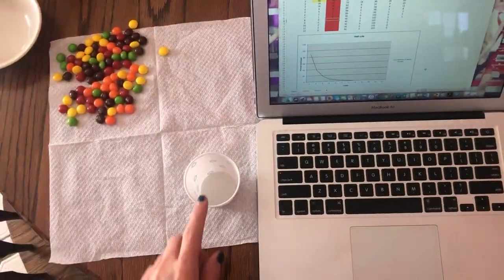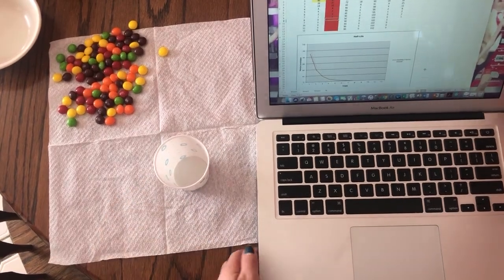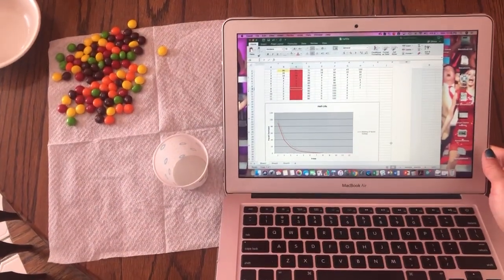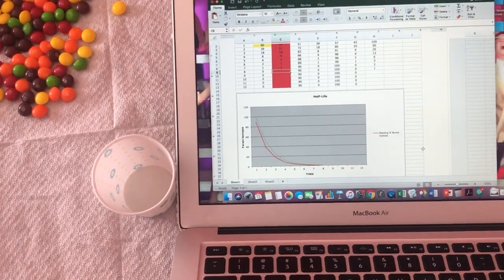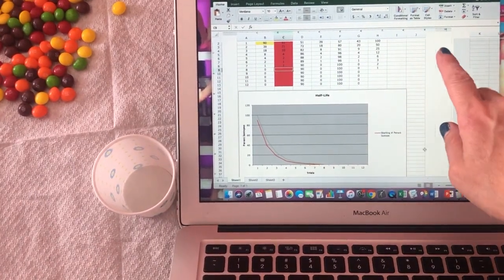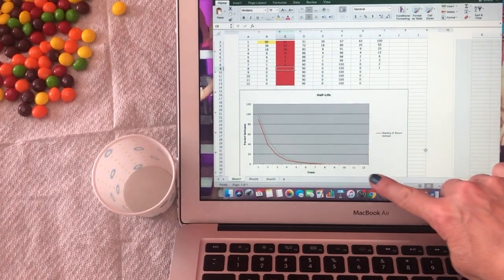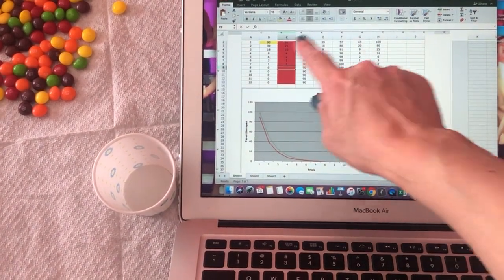Okay, Warriors, so now I've got no Skittles left in my cup, and what you need to send your instructor is this part of your screen. So you need the whole piece of your graph as well as your data table.